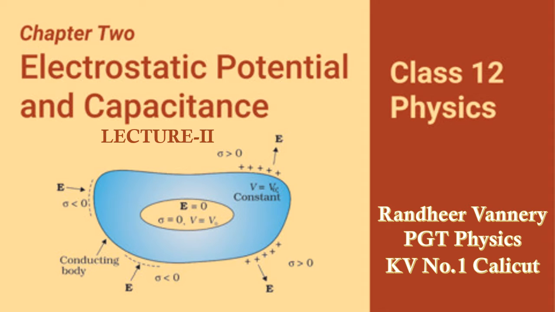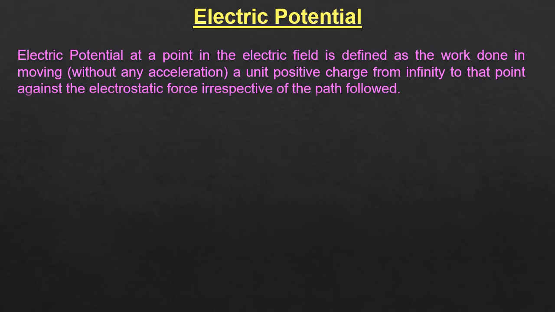This is the second lecture on electrostatic potential and capacitance. In the previous class, we defined electric potential. Electric potential at a point in the electric field is defined as the work done in moving a unit positive charge from infinity to that point against the electrostatic force. And this work done is independent of the path followed.